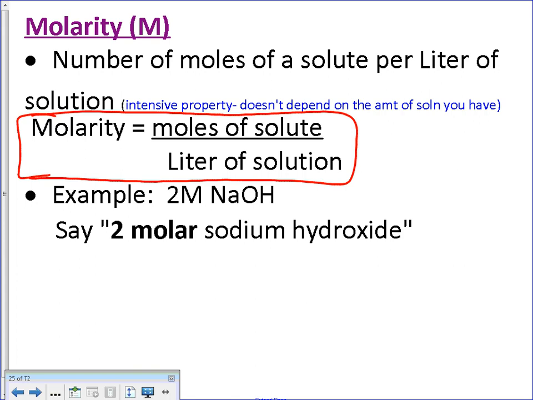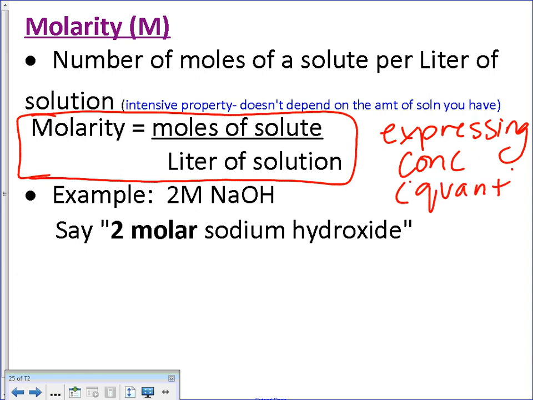So this is a specific way of expressing concentration in a quantitative way, so a specific number. And you can see the verbal description, a number of moles of solute per liter of solution, or you can see the mathematical expression, moles of solute per liters of solution. Don't forget that solution is both solute and solvent, right? So we have our terms from yesterday we have to employ.